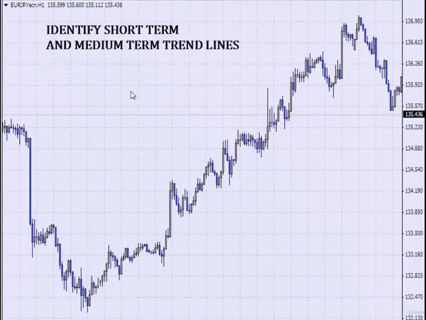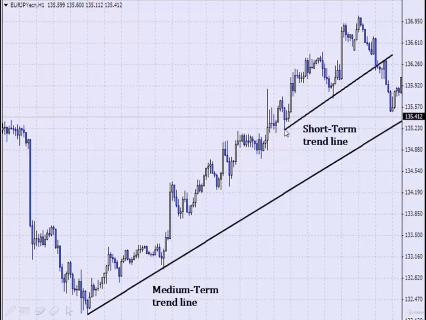Now pause this video for a second and see if you can identify the short-term trend line and the medium-term trend line. We see the most recent ABCD pattern, A, B, C, D. So we connect the A's and the C's, and we have the medium-term trend line. Now in order to get the long-term trend line, you will need to compress your chart or go to a larger time frame.